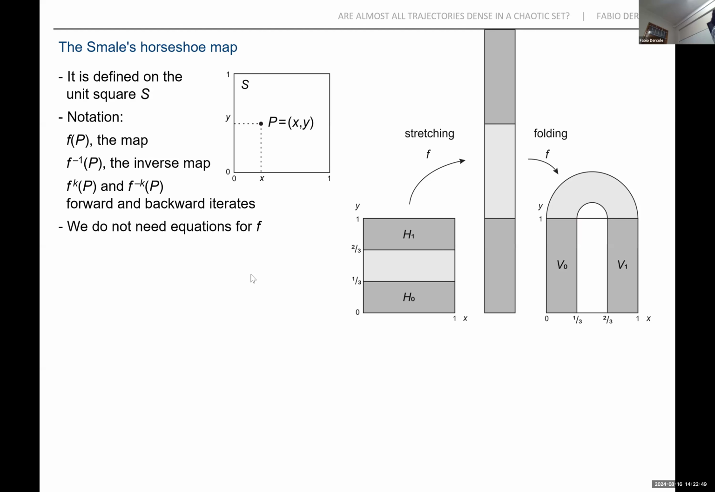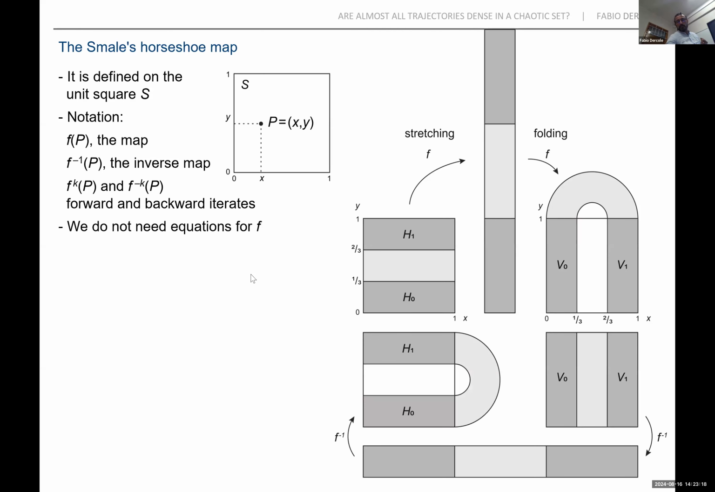And as you see, there are those light gray points in the middle horizontal third, which go outside the unit square. So points here are bent somewhere here, and we forget about it. So there are points in the unit square whose forward image is outside the square. We simply forget those trajectories. We don't follow them. To follow them, you would have to define the map also outside the square. It's possible.